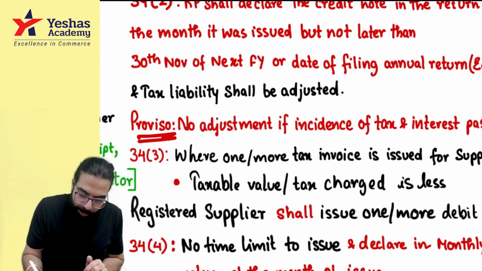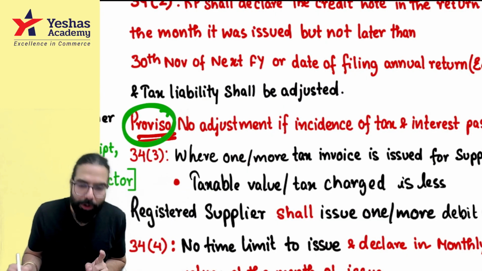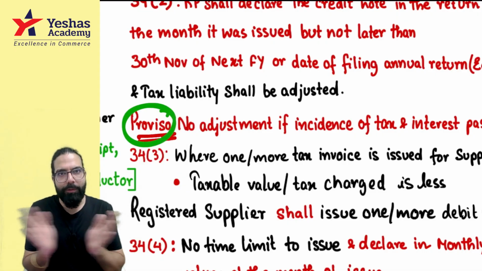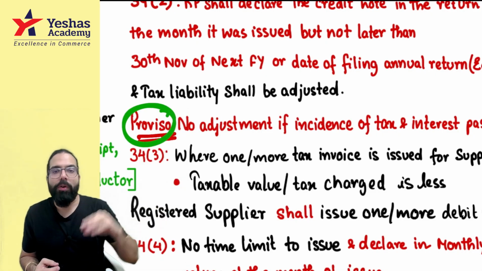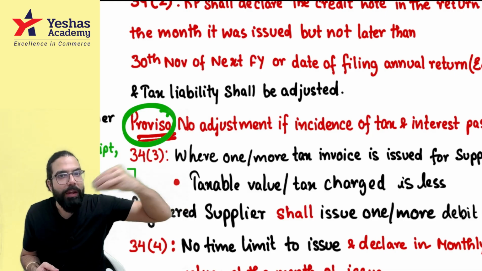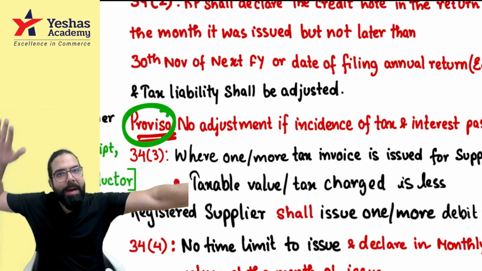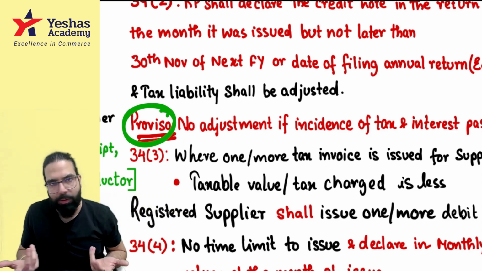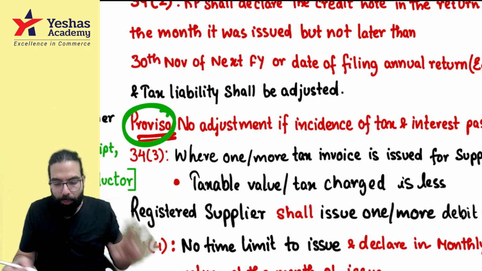This proviso had only one point. Now there are 2 points. Earlier, this proviso used to say, everyone listen, I gave you a credit note. If I don't return your GST, my liability will not come down. Because I did not return your GST, my liability did not come down. Okay? Here they have made it 2 points now.